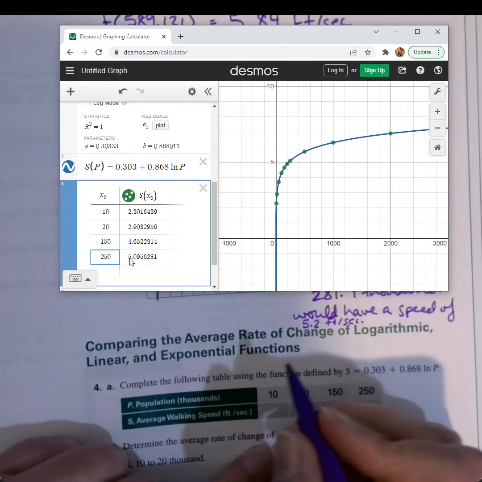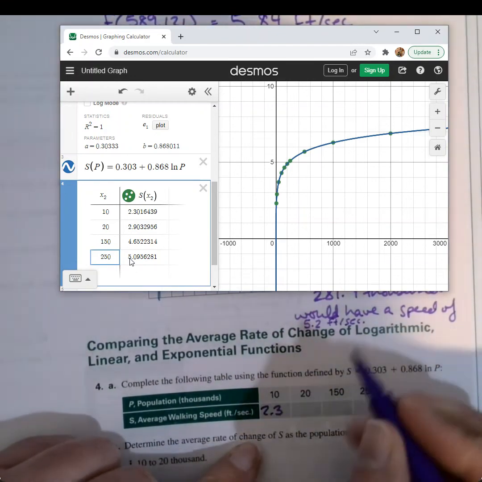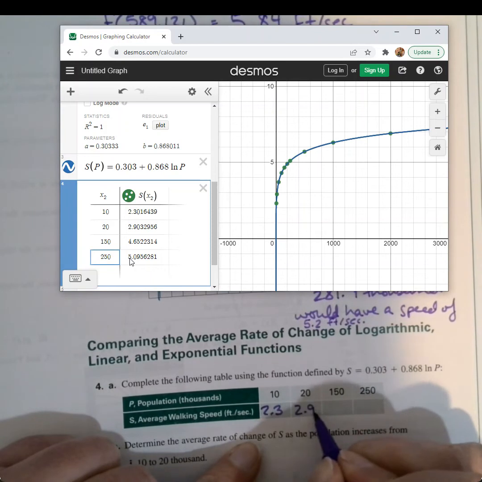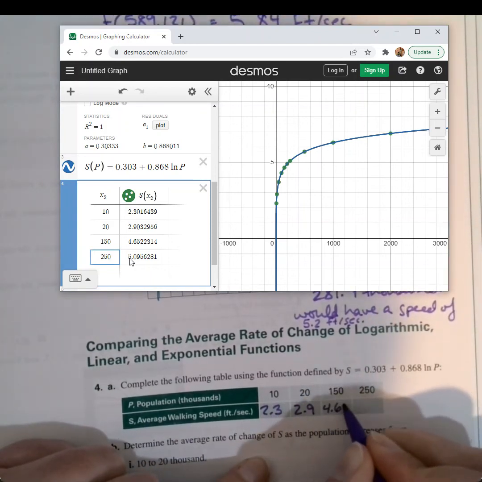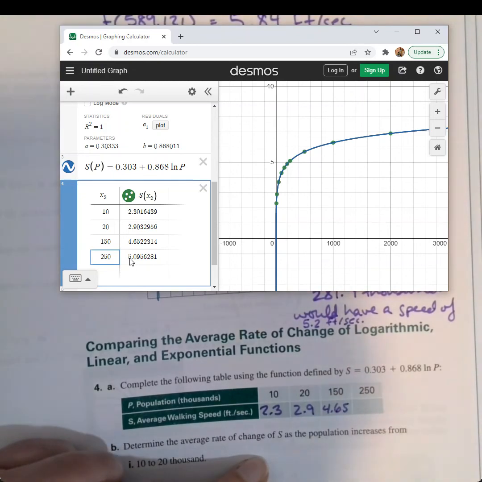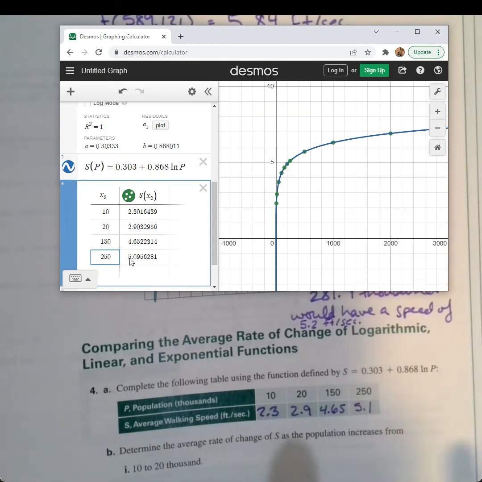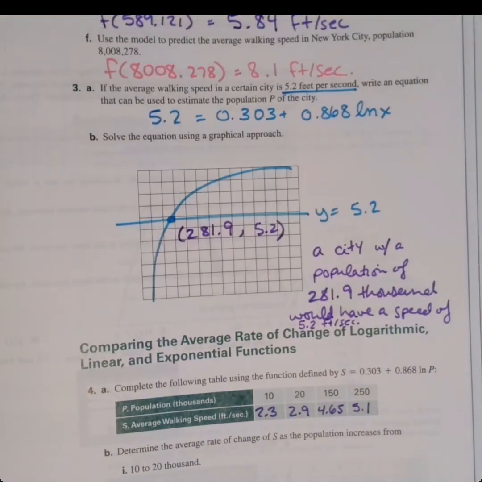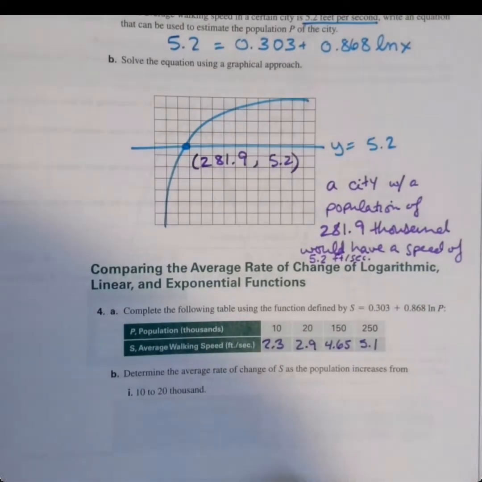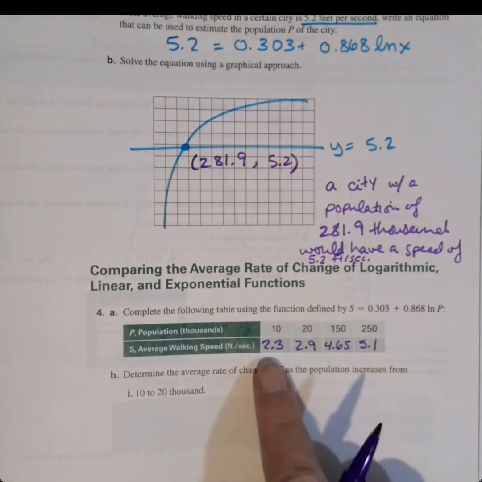Okay, so I've got 2.30, 2.90, 4.65, and 5.1. If I round those all to two places, that's what I would have. Okay, so determine the average rate of change as the population increases from 10,000 to 20,000.